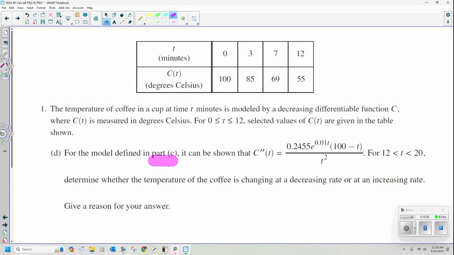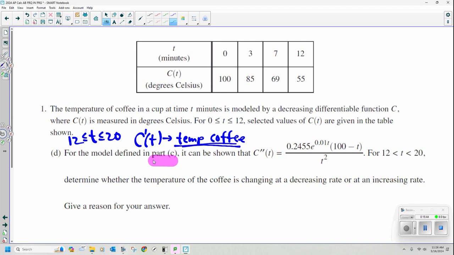So in part C, they told us that, let me get a nice calligraphy pen here, let's go blue. They said that C prime of T was the temperature of the coffee. Okay, and that was when time was between and included from 12 to 20. All right, so this represents the temperature of the coffee. If I want to know if it's changing at a decreasing rate or an increasing rate, that's really just rate of change. So is my slope of C prime, because that represents the temperature of the coffee, decreasing and going down, or is it increasing going up? The slope of C prime is C double prime.